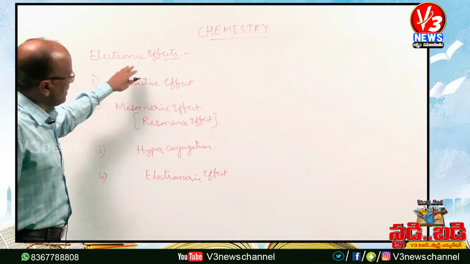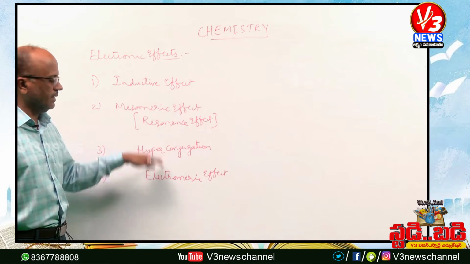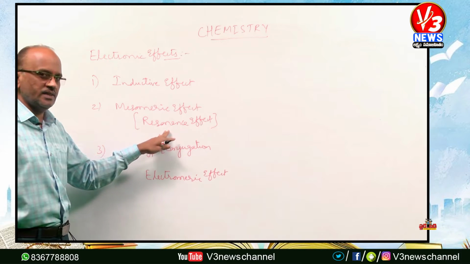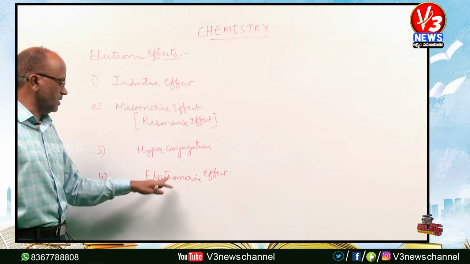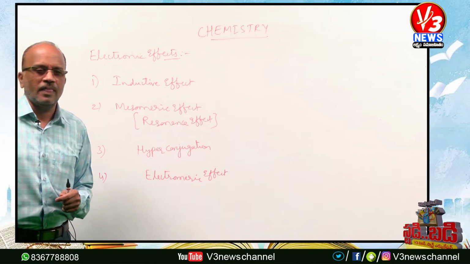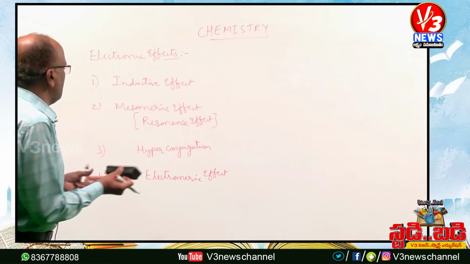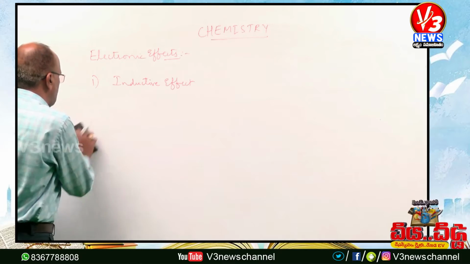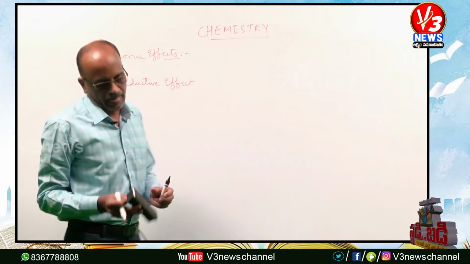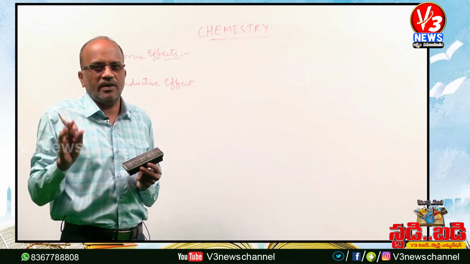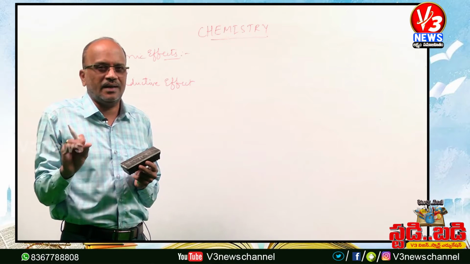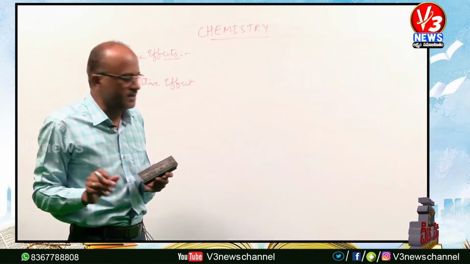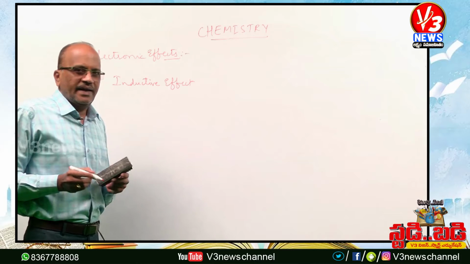molecules. These electronic effects are classified into various types like inductive effect, mesomeric effect, which is also known as resonance effect, hyperconjugation, and electromeric effect. We will see these in detail. After that, we will find many applications of these electronic effects. Based on these electronic effects only, one can understand acidic strength, basic strength, and reactivity order in organic reactions. So first we will see inductive effect.